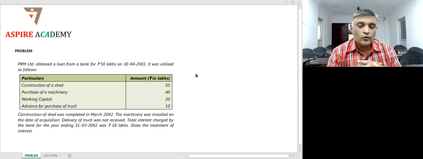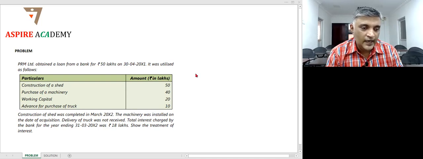Right. We'll now do the first problem on Accounting Standard 16, borrowing cost. PRM Limited obtained a loan from a bank for 50 lakhs on 30th of April 20x1. It was utilized as follows: construction of a shed is 50 lakhs, purchase of machinery 40 lakhs, working capital 20 lakhs, advance for the purchase of truck is 10 lakhs.